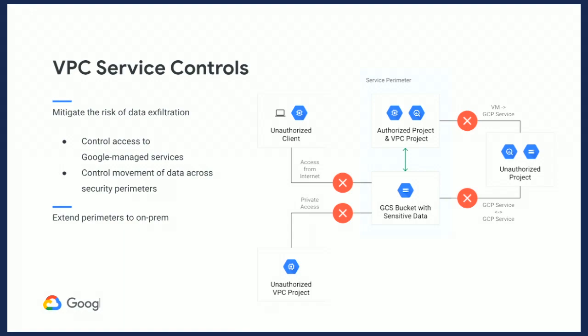Another important aspect of designing security in your organization is ensuring that you mitigate the risk of data exfiltration. You can do this now using VPC service controls, where you're able to define the service perimeter, which is also a security perimeter for your data and for your compute. With the extension of allowing private access to Google API services from on-prem, you're also now able to extend the definition of your service perimeter to your on-prem.